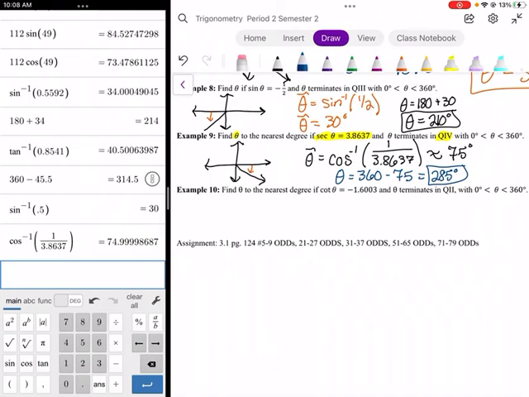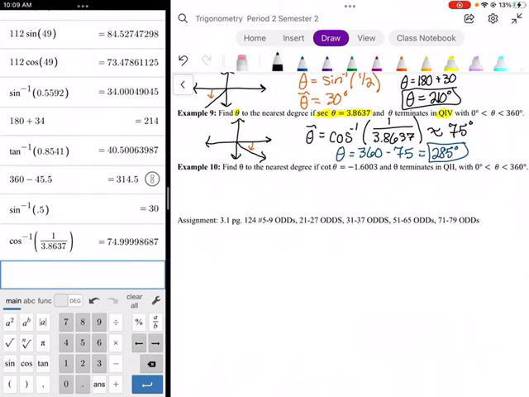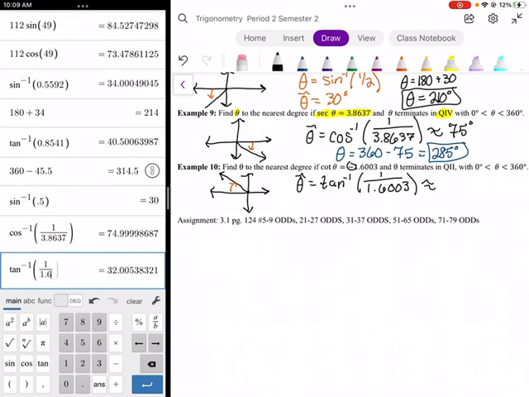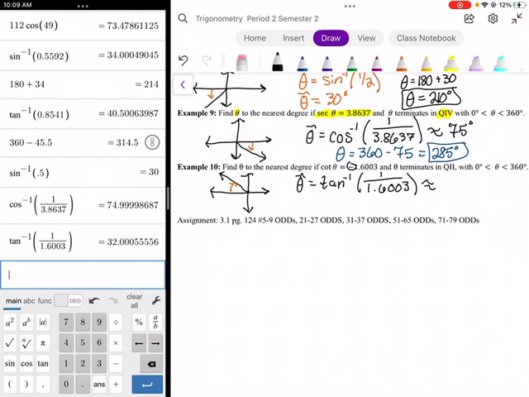Our last example, we are doing cotangent. So for this one, we're going to draw our picture, and they said cotangent terminates in quadrant 2. And we are looking for the reference angle to start with. To figure out our reference angle for cotangent, we're going to use the inverse tangent function and then just type 1 over 1.6003. Remember, we do not include that negative sign when we type it into our calculators. Inverse tangent of 1 divided by 1.6003. And this one, we're going to get about 32 degrees.